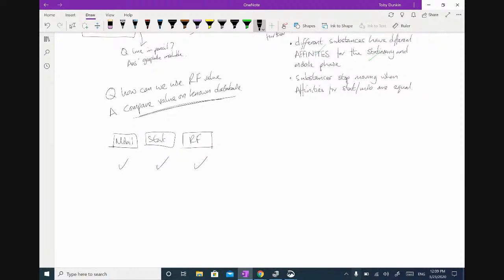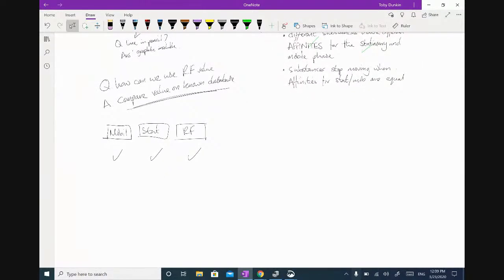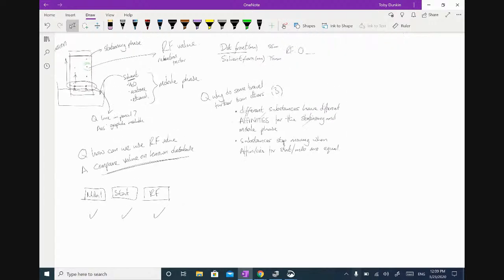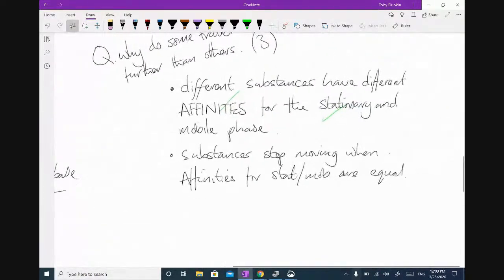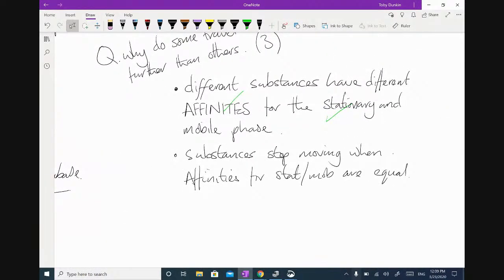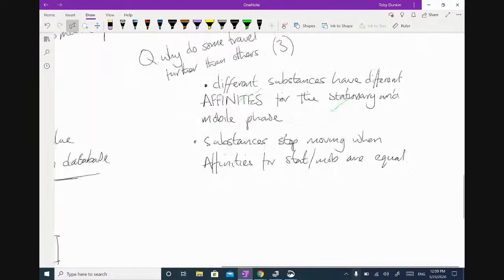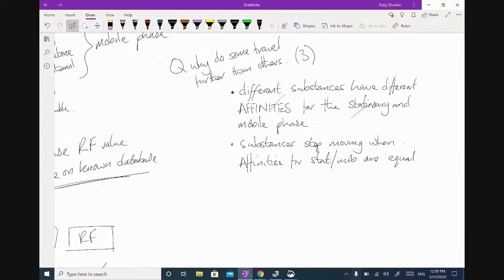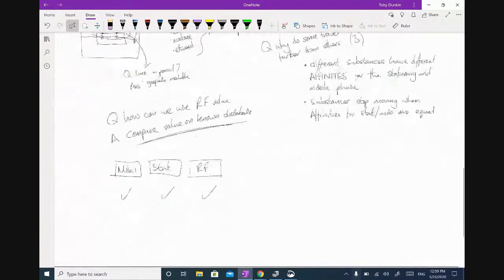It's actually better than IR in reality. What do you mean by affinity? The word affinity, how much it likes it. Affinity is how much it likes to be in the water, or in the mobile phase, how much it likes to be on the paper. It means the desire to be in the stationary or the desire to be in the mobile. Good question, Joss. Thanks for asking.